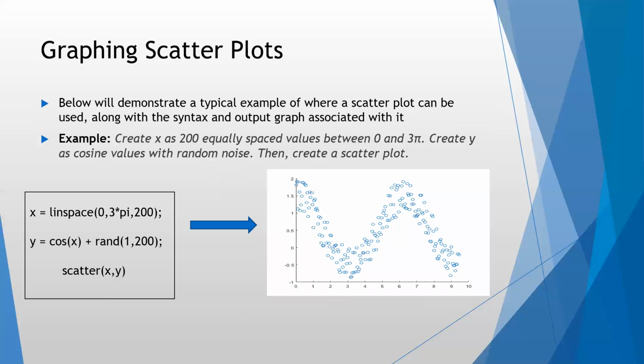This is an example of a scatter plot. As you can see on the left-hand side, it says your x parameter. We are graphing 200 equally spaced values, and then you can see the y function, which is just the cosine function plus a random function, and then the actual scatter command.